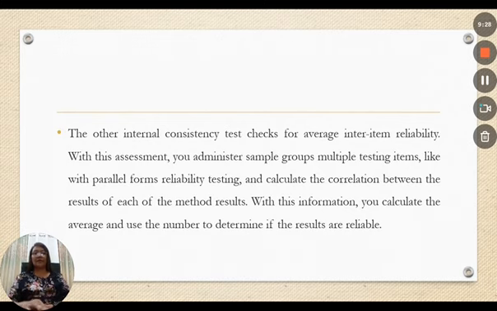The other internal consistency test checks for average inter-item reliability. With this assessment, you administer to a sample group multiple testing items like with parallel forms reliability testing and calculate the correlation between the results of each of the methods. With this information, you calculate the average and use the number to determine if the results are reliable.